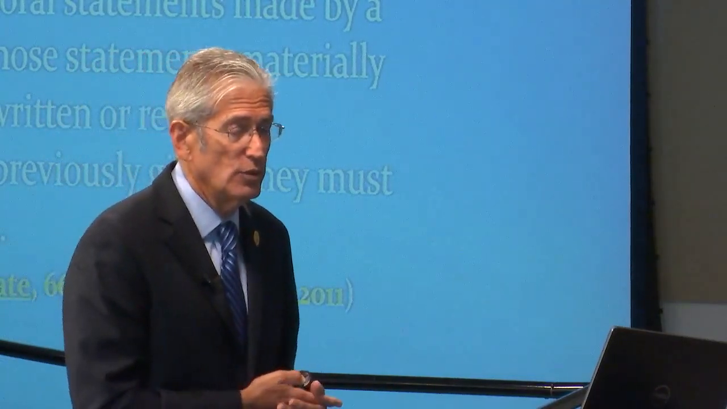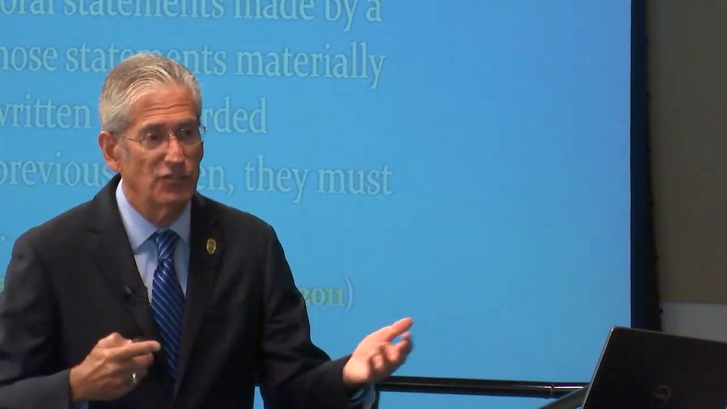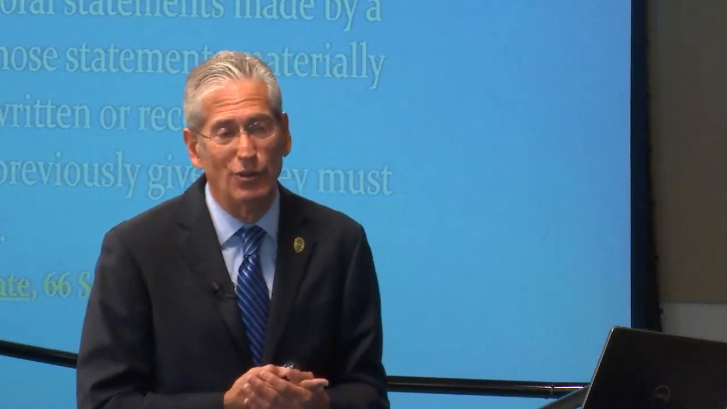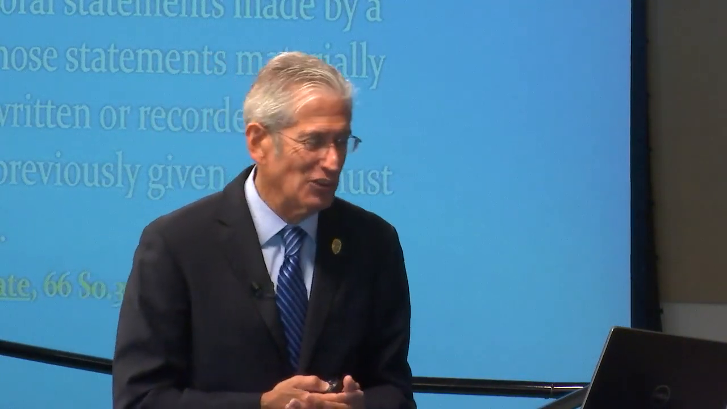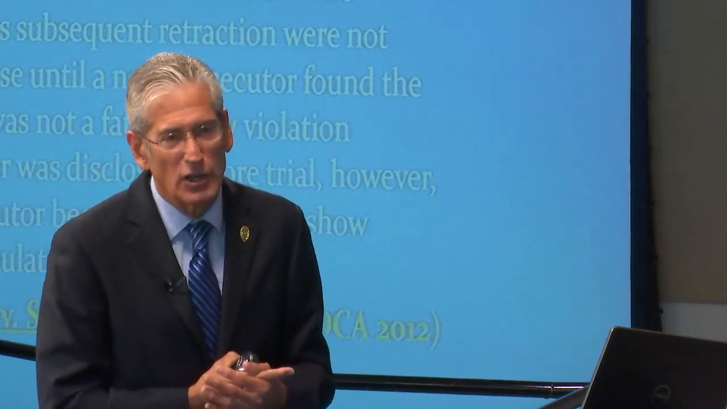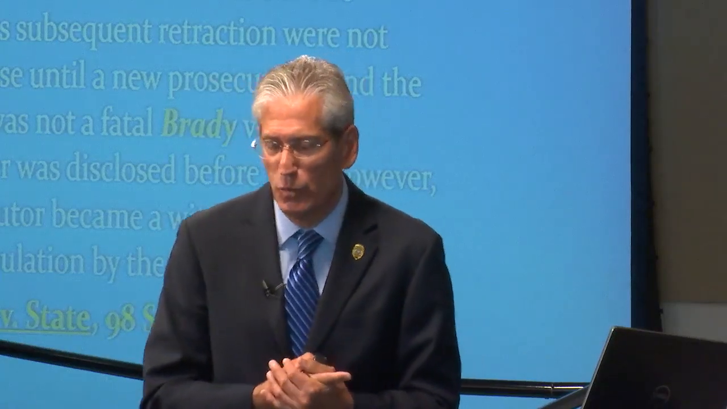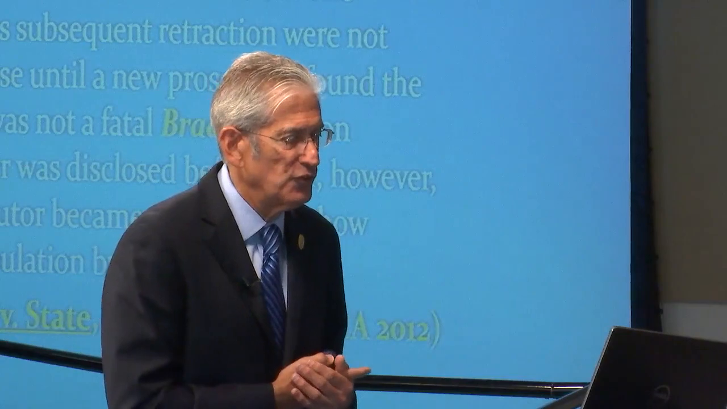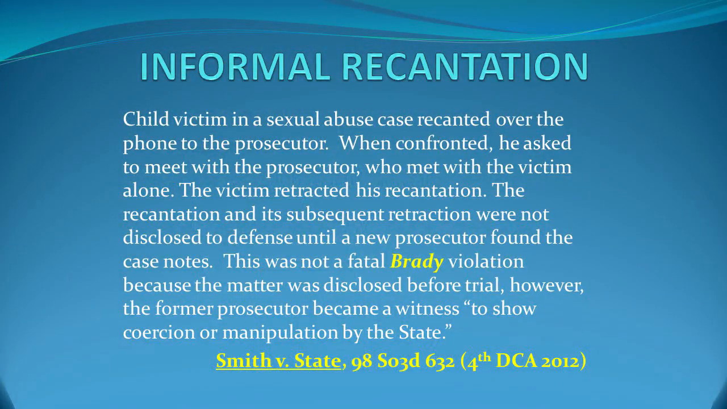I did it, I didn't do it, he did it, he didn't do it, I saw him, I didn't see him, he was wearing white, he was wearing blue. That stuff is important, and obviously every prosecutor knows the obligation to disclose that information. I'm going to talk about a case out of the 15th Circuit, sorry, Smith versus State. It illustrates a couple of the issues that we've been talking about.